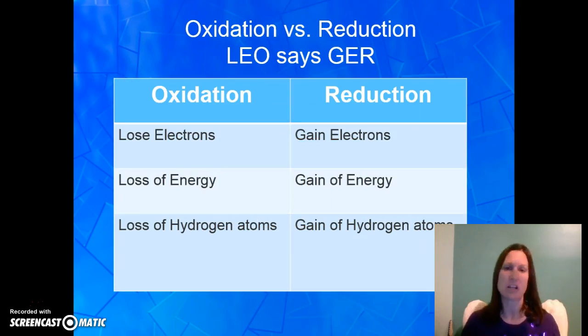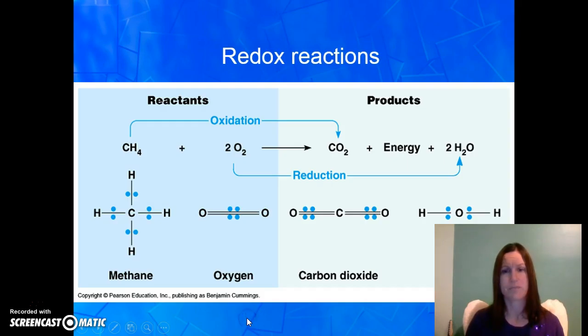When a compound becomes oxidized, it means that it has lost electrons, it has lost energy, and it has lost hydrogen atoms. If a compound has been reduced, it has gained electrons, gained energy, and it has gained hydrogen atoms. So that's our little table there. Always remember, LEO says GER.